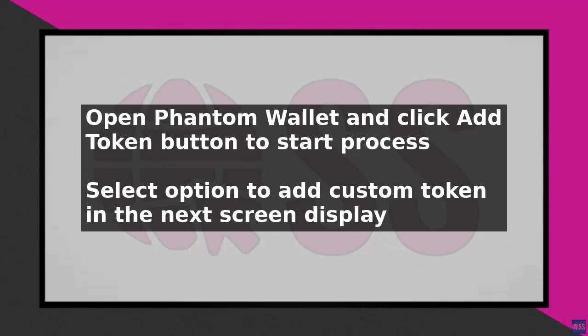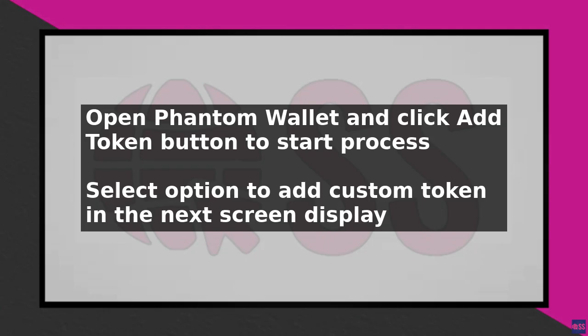To add a token on Phantom Wallet using a contract address, you need to follow a series of steps. First, open your Phantom Wallet and click on the Add Token button. Then, select the option to add a custom token. In the next screen, you will be asked to enter the token contract address, token symbol, and decimal places.